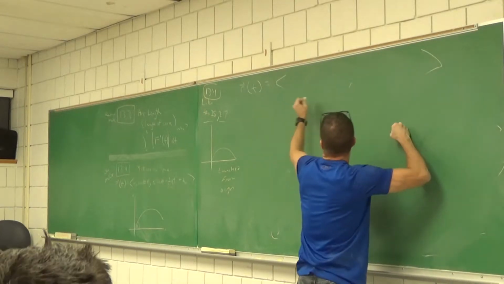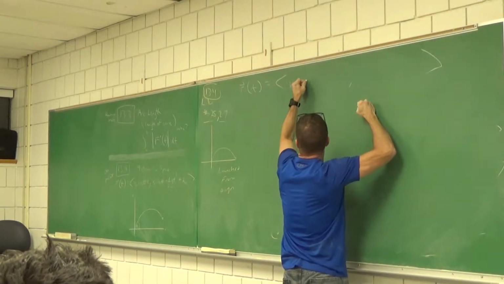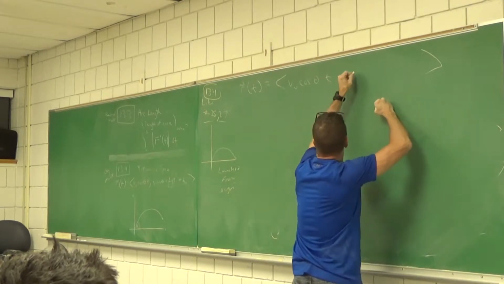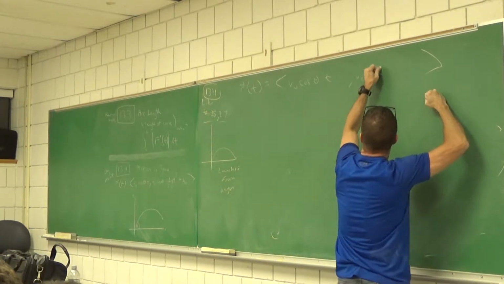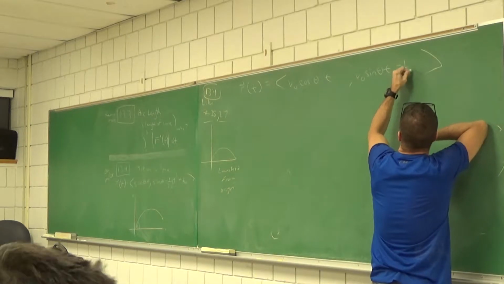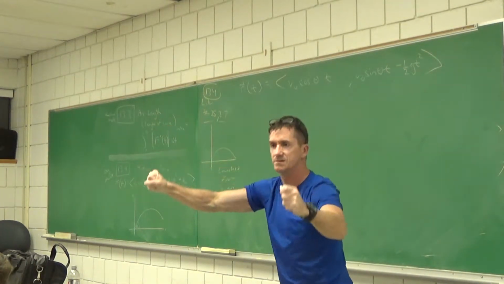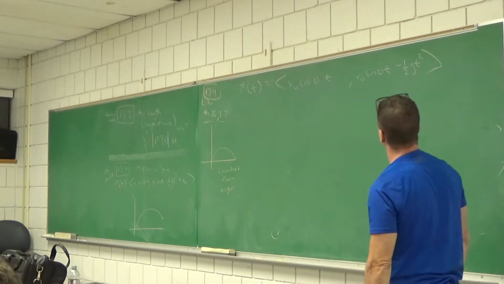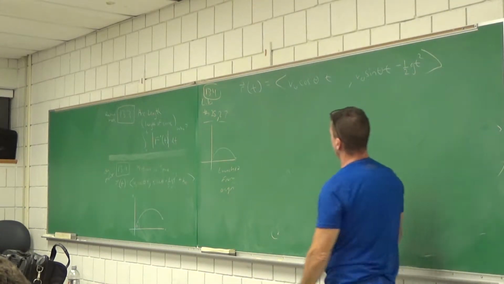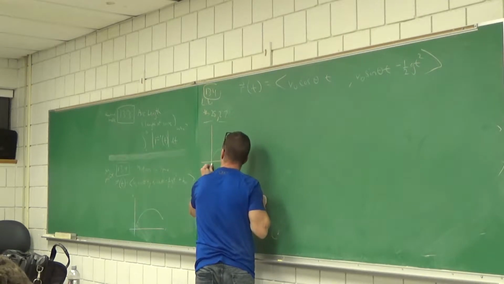Write it all out again. This is v naught cosine theta t. This is v naught sine theta t minus 1/2 gt squared. I don't need the plus h naught because it's from the origin, right? All right. I want to talk about a formula for x.